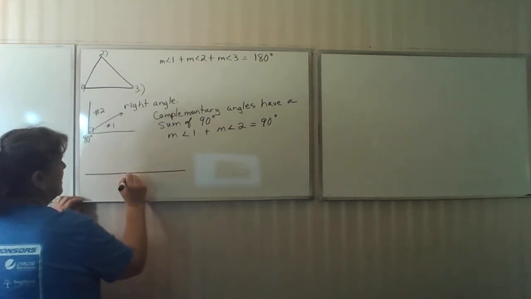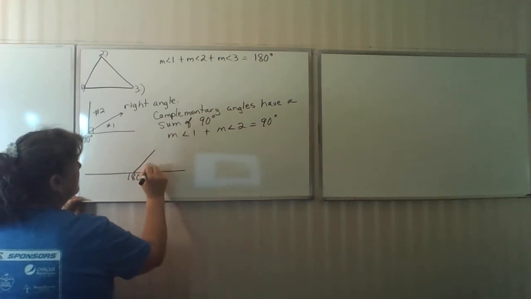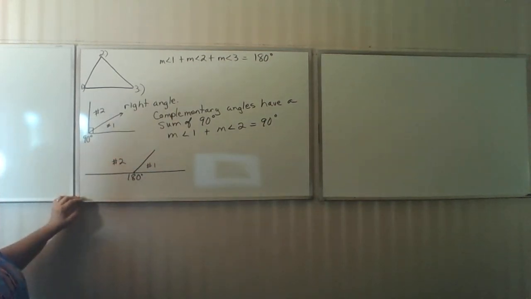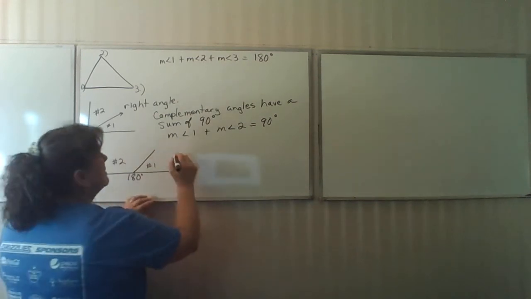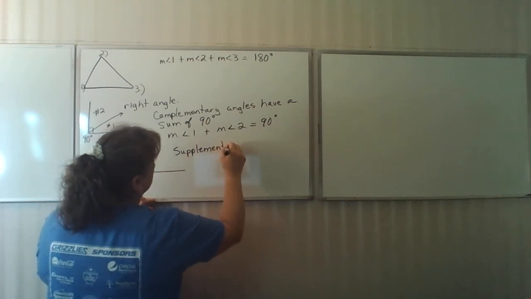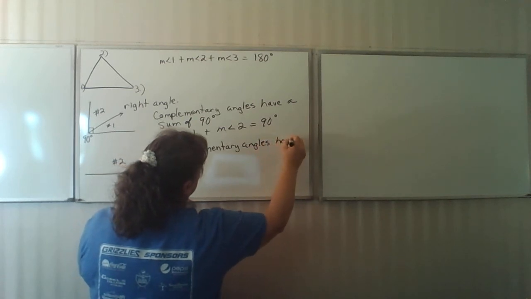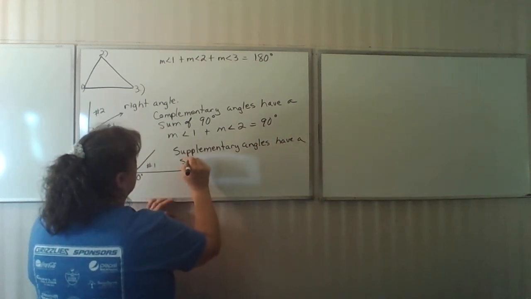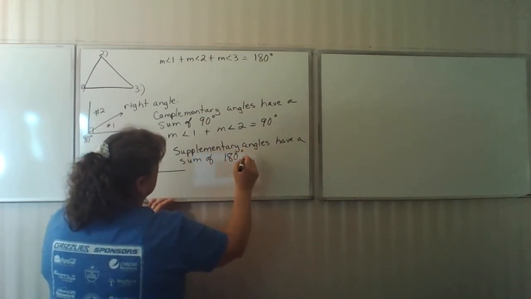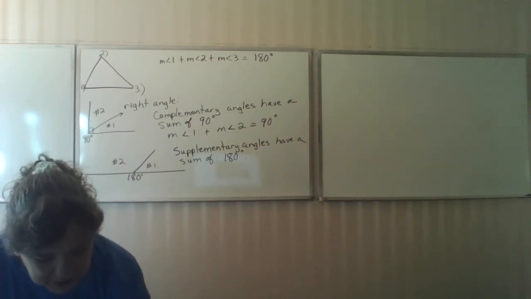Okay? Another one we're going to look at is a straight angle. And a straight angle has 180 degrees, and two angles that make up 180 degrees are called supplementary angles. So supplementary angles have a sum of 180 degrees. Okay? So that is some angle information that you need to know.